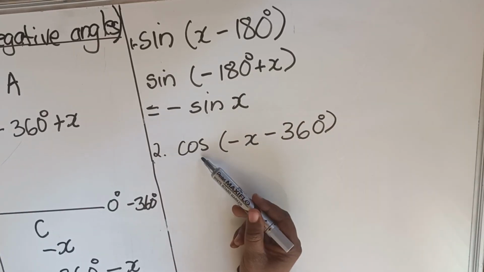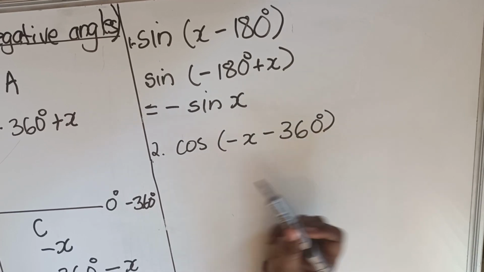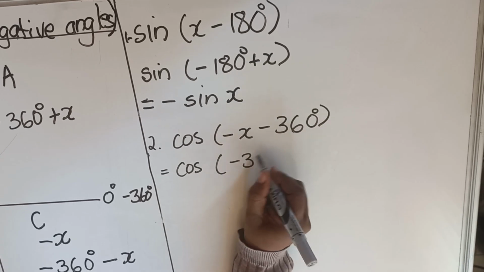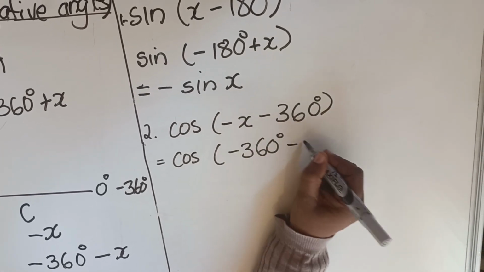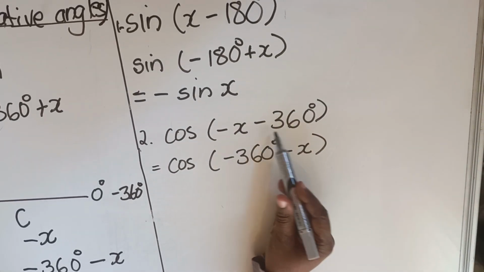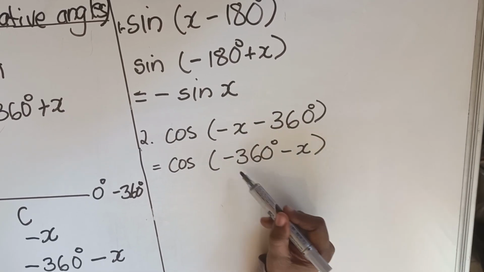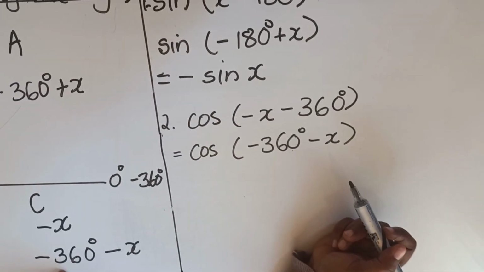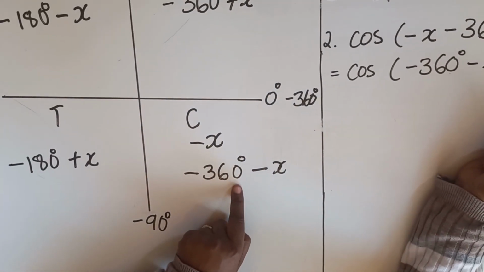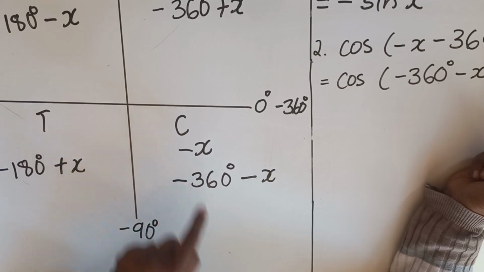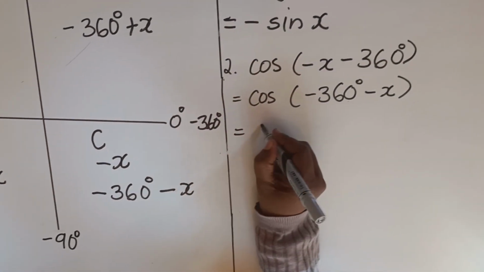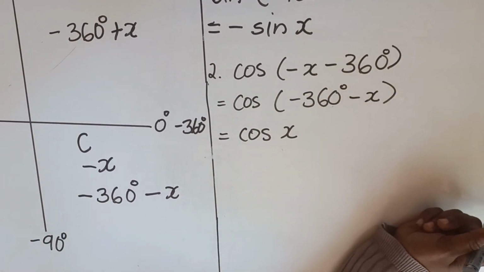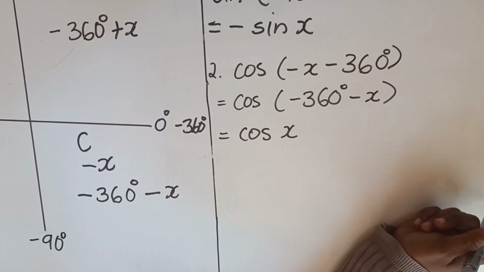Example 2, cos of negative x minus 360. We're going to start by rewriting it. You don't get marks for this, but you have higher chances of getting it correct if you write it like this. So it's negative 360, negative x. Which quadrant is that? It is in the fourth quadrant. Only cos is positive in the fourth quadrant. So it's going to be cos, then my angle is x. So my answer is cos x. Let's look at another example.